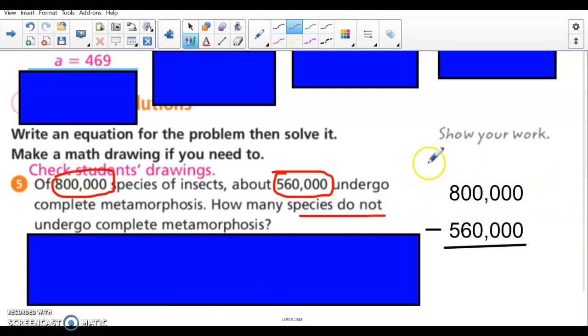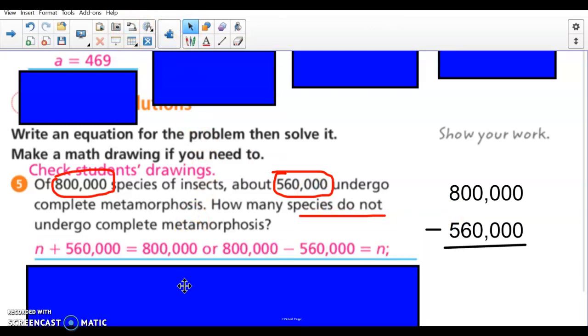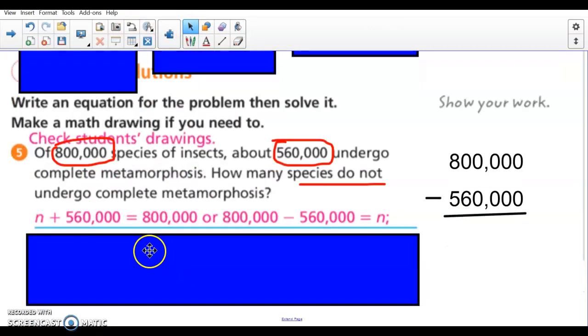So I have to take my total, and I need to get rid of all the species that undergo a complete metamorphosis. And my equation is now going to look something like this. There's two different parts that you could have. We used n for our variable. Okay. And so these are either or. So you could have something like this first one here, where n, our unknown, plus 560 gets you to 800, right? Or you could have your variable as what your answer is going to be. So you know you're going to have 800,000 minus 560,000 equals something, that n, okay?